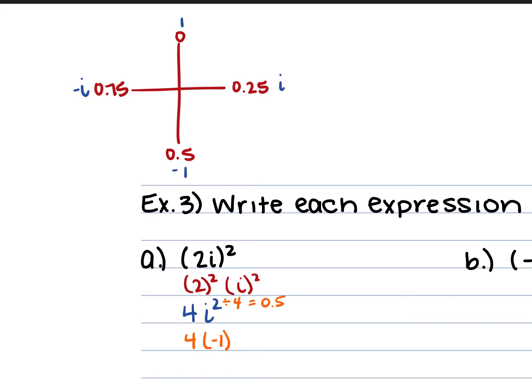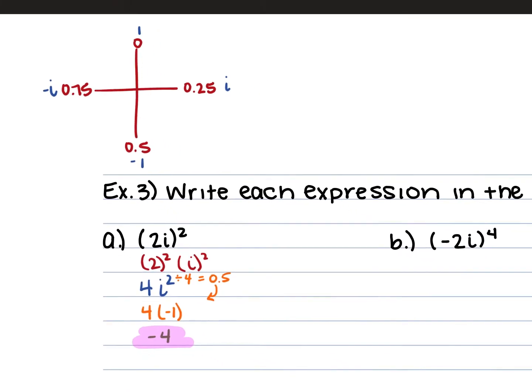Look at the little cross thing that I gave you, where your decimal part is 0.5. What is it equal to? It's equal to negative 1. So it's the same exact thing as saying 4 times negative 1, which is just negative 4.